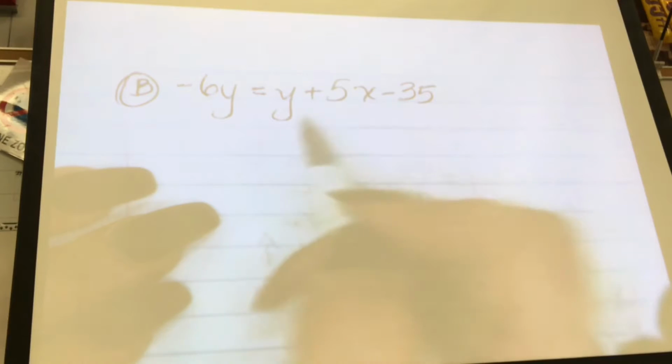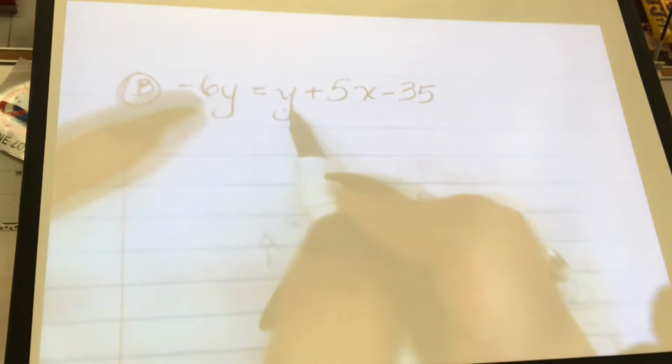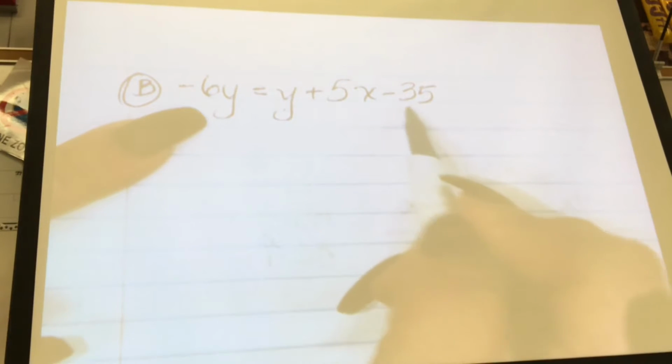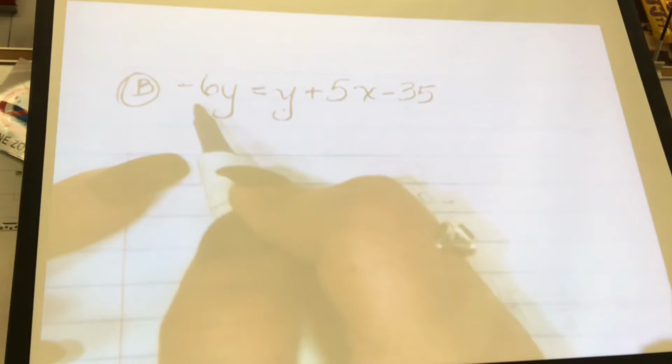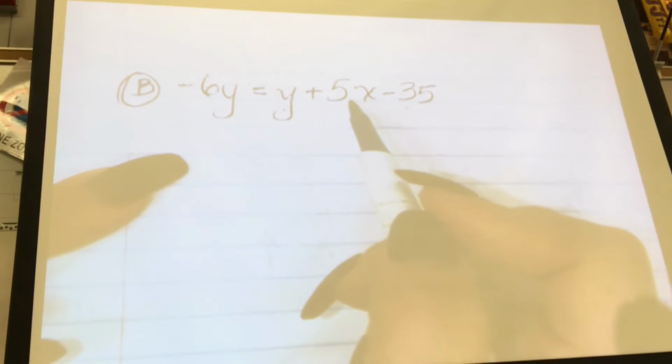What did you notice first? Yeah, you noticed the y's, right? Is there anybody to combine with that -35? Why not? It's a constant. Are there any other constants? What's a constant? A number without a variable, right?